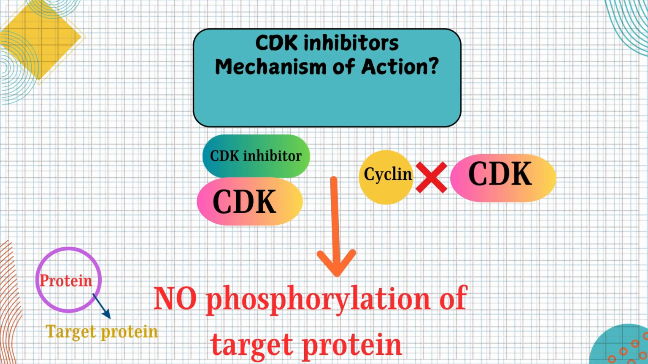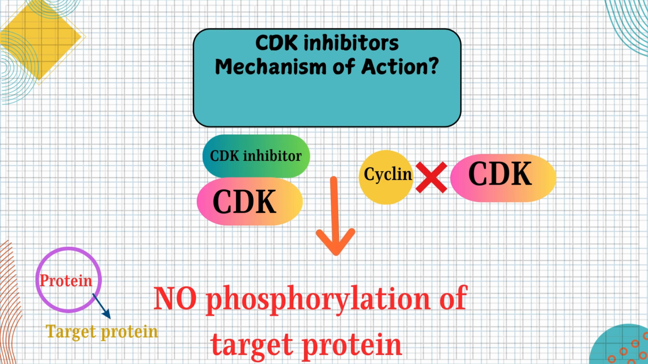Now we have the CDK inhibitors mechanism of action. First of all, the CDK inhibitor will bind with the active site of CDK. When the CDK inhibitor is bound with CDK, CDK cannot bind with cyclin. When CDK cannot bind with cyclin, the cyclin CDK complex cannot be formed. So cyclin cannot activate CDK. When CDK is not activated, it cannot phosphorylate the target protein. So no phosphorylation of the target protein.